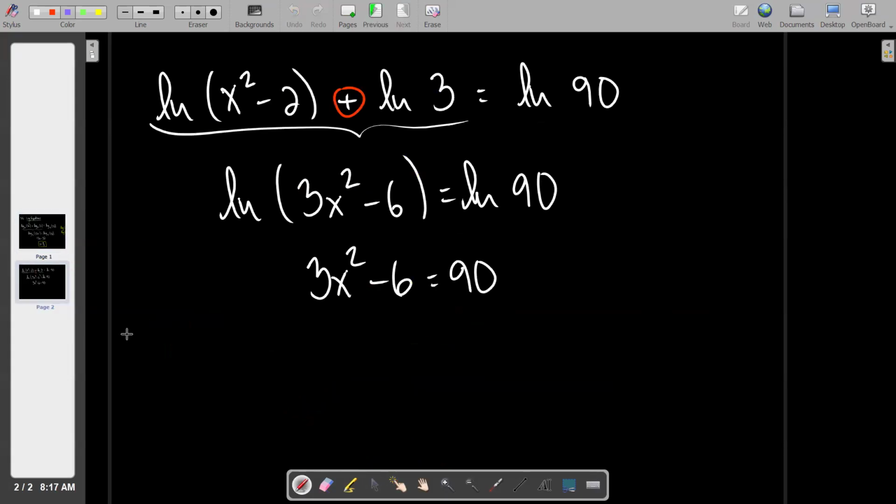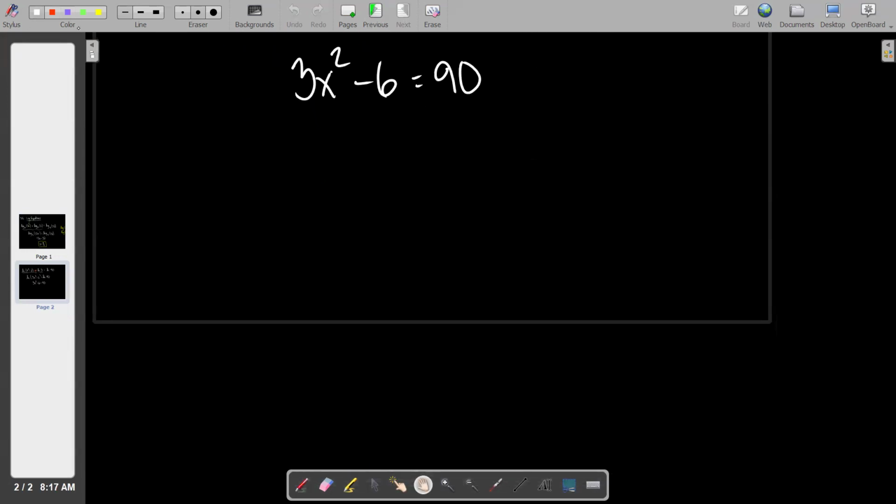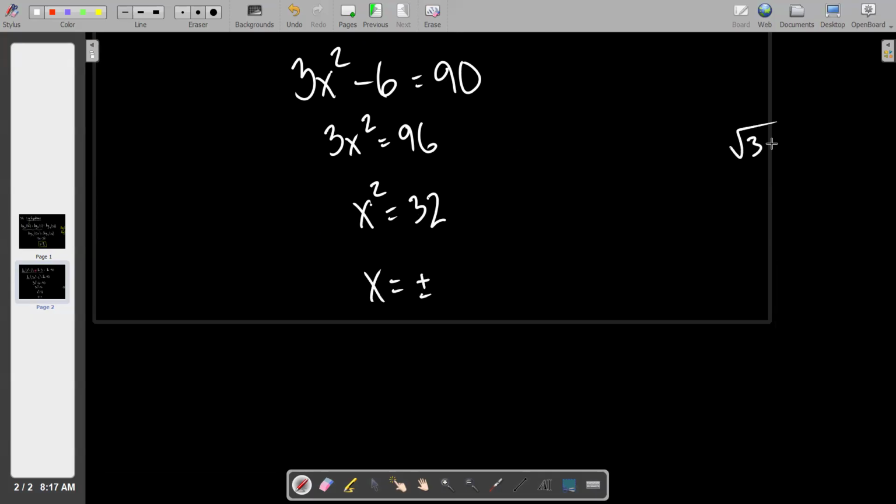So we left the land of logs. What do we do now? Move that 6 over. Get 3x squared equals 96. Next step. Divide by 3. You get x squared equals 32. Next step. Square root that sucker. And you get x equals positive and negative. What is root 32 if you break it down? 4 root 2. It initially was root 16, root 2, of course. Great job. You just know that kind of stuff by now.